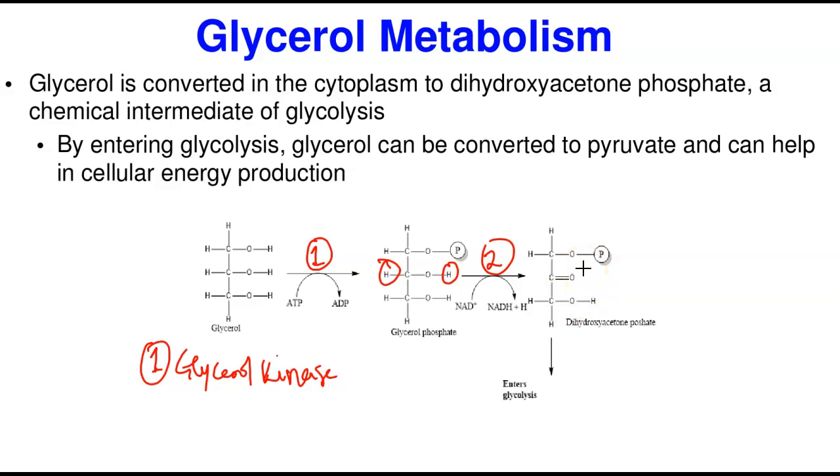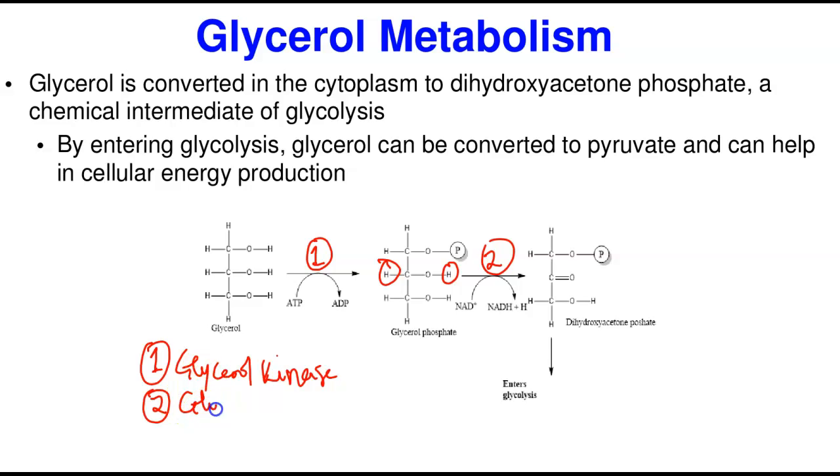That's exactly what happens here. So, and this hydrogen, it loses it to what? The energy. So this is a dehydrogenase enzyme, which is NAD dependent. So the enzyme that comes in here is what? You call it the glycerol phosphate dehydrogenase.